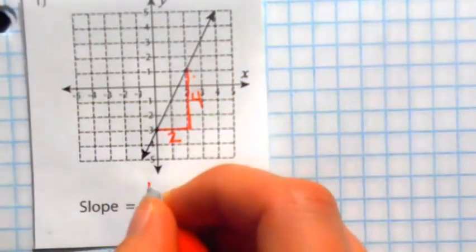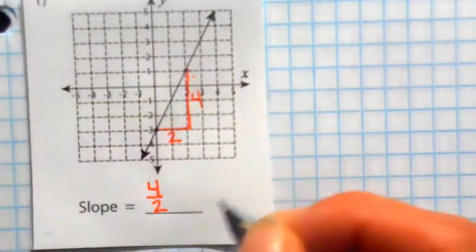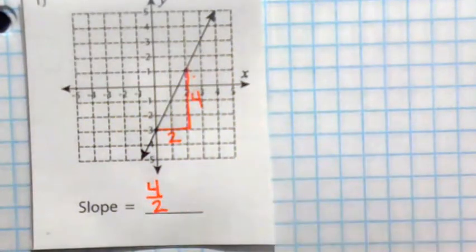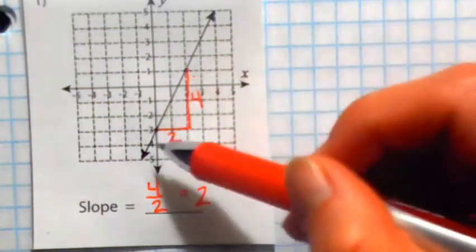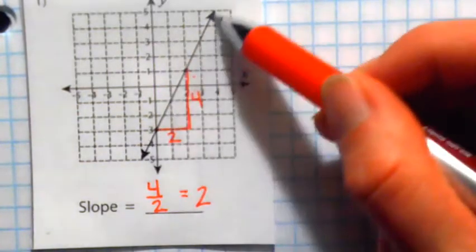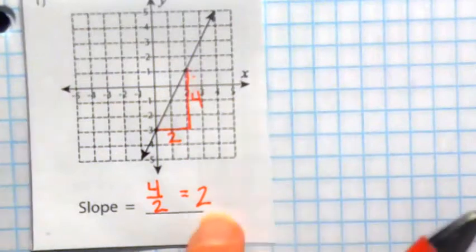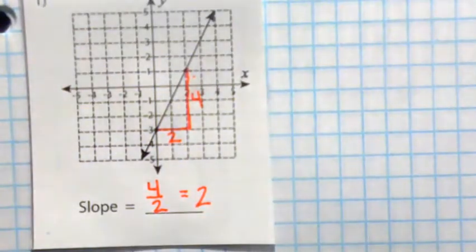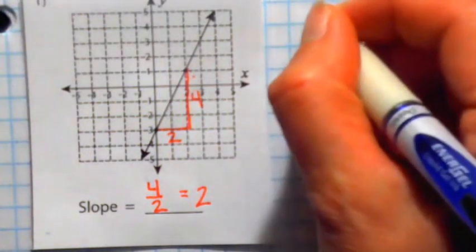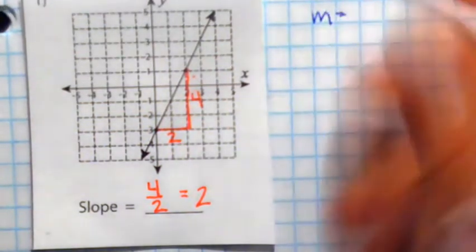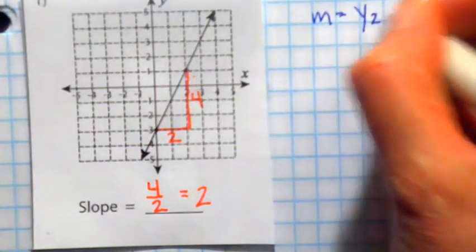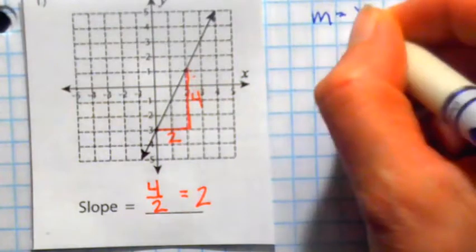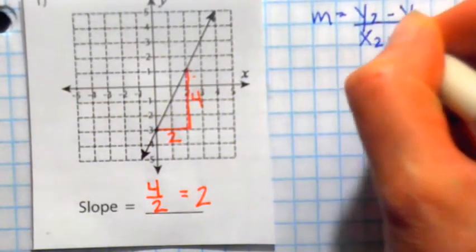So my slope should be 4 over 2. And 4 divided by 2 is 2. And looking at it, it goes up, left to right. So I know that that's a positive 2. But now I'm going to use the slope formula. So the slope formula is m, m stands for slope, equals y sub 2 minus y sub 1 over x sub 2 minus x sub 1.